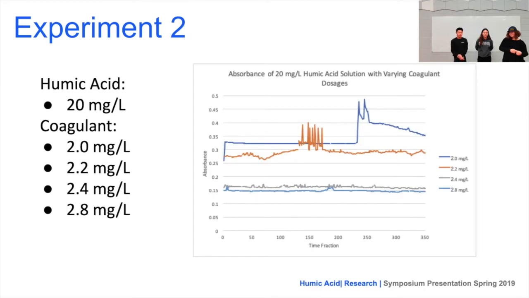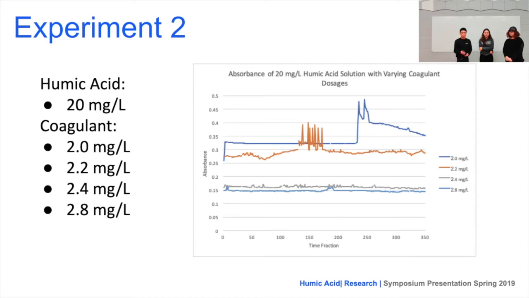So for experiment 2, we changed the humic acid concentration to 20 milligrams per liter, and we varied the coagulant dosages at 2, 2.2, 2.4, and 2.8 milligrams per liter. As you can see from the data, initially at 2.0, there's a relatively high absorbance, indicating a high concentration of humic acid still in the solution. However, as we increase the coagulant dosage, you can see that the absorbance of humic acid decreases, and it plateaus right around 2.8.